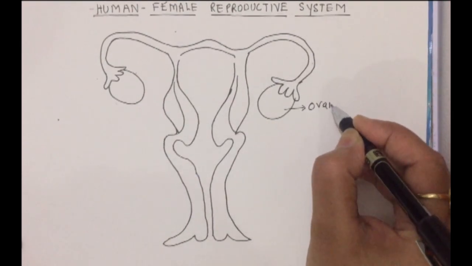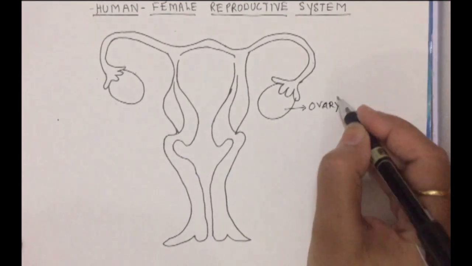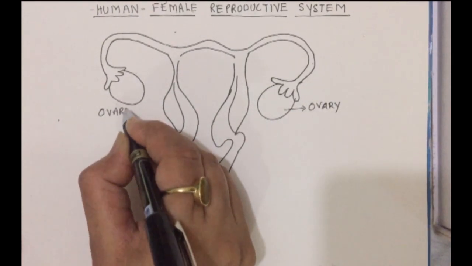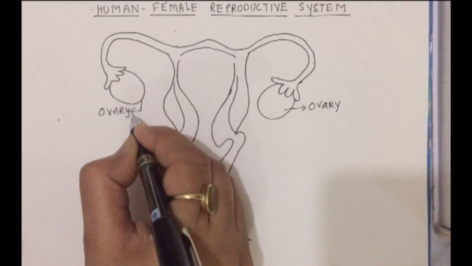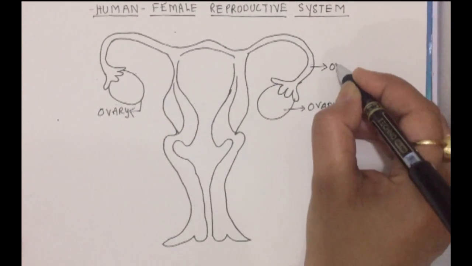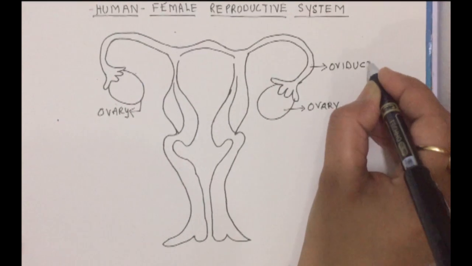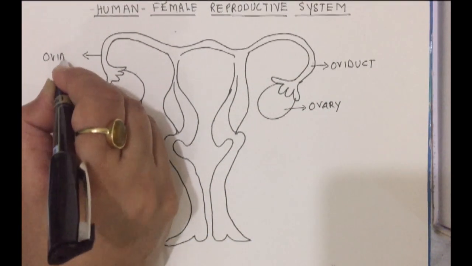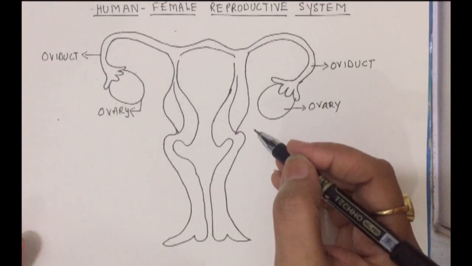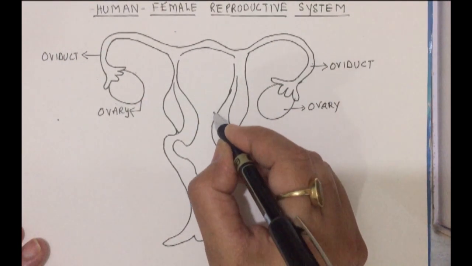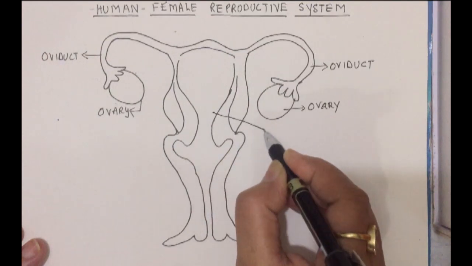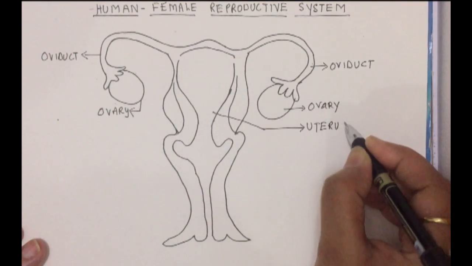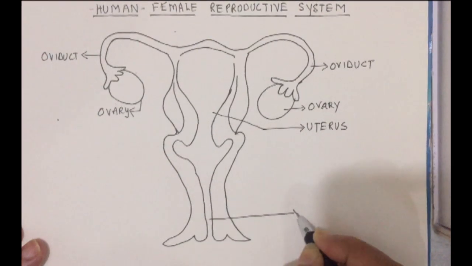Ovary, you can give the names right ovary and left ovary if you want to. This is the oviduct or fallopian tube. We also call it a fallopian tube. And this is the uterus. We will draw it like this. Uterus, I'll just explain to you. And this is known as the vagina.